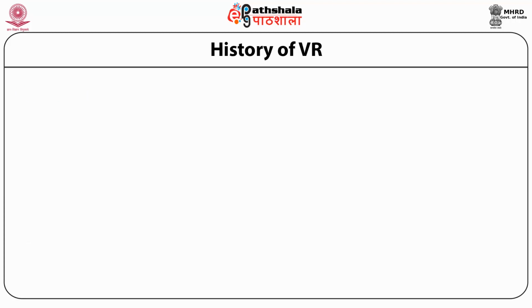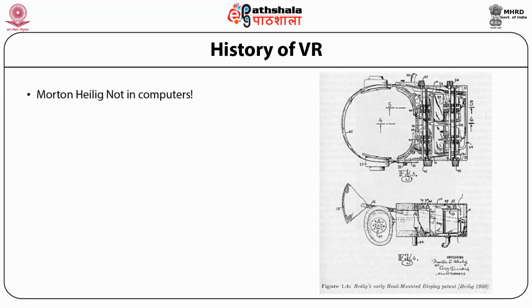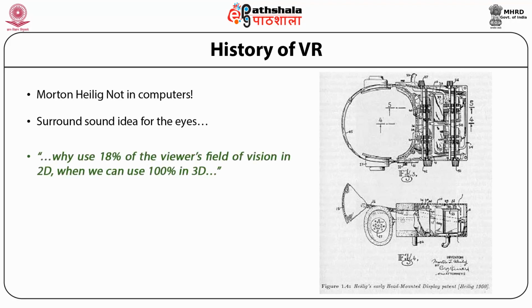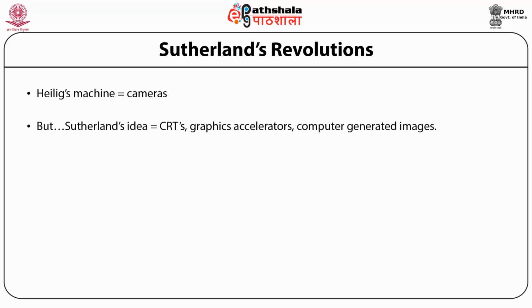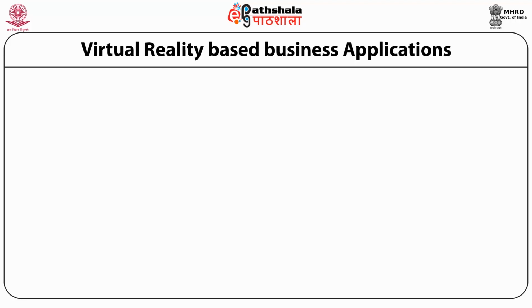History of virtual reality. Morton Heilig thought of not just computers but a surround sound idea for the eyes. And the question is why we use 18% of the viewer's field of vision in 2D when we can use 100% in 3D. Sutherland's revolution. Heilig's machine was equal to cameras, but Sutherland's idea was equal to CRTs, graphics, accelerators, computer generated images.